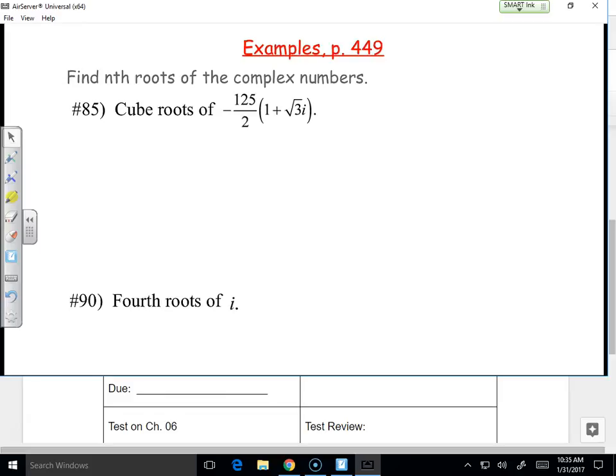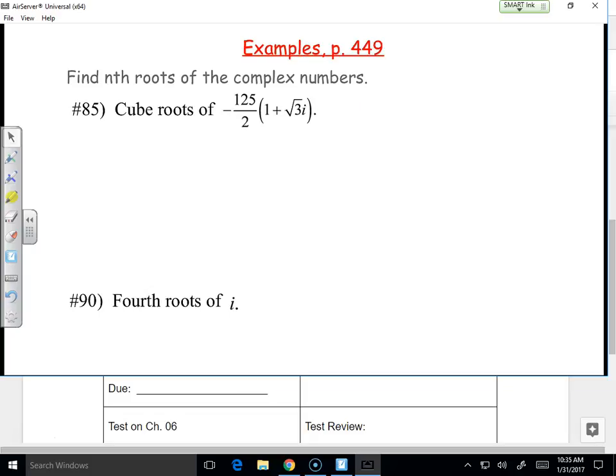Cube root. Alright, let's set this equal to z. I want the cube root of z. It's the same thing as z to the 1/3 power, which means I cube root the r. What do I do to the angles? Wait a minute, hold on. What form is this written in? Cheaters! It's in standard form. What do I need it in to do my theorem? Oh, I need trigonometric form.